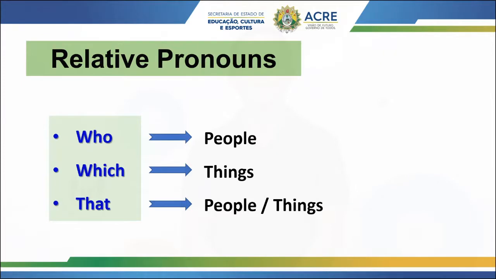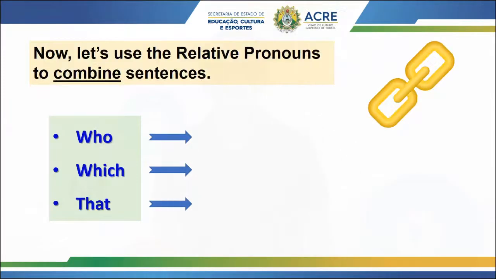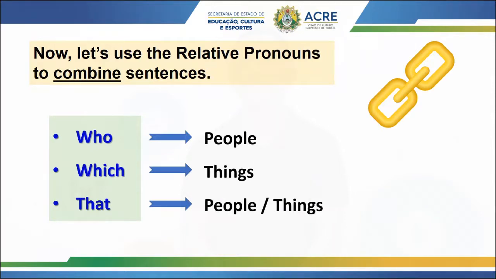All right, now let's use the relative pronouns to combine sentences, okay? So let's repeat one more time just for you to remember. We use who for people, okay? We use which for things, and we use that for both situations, right? Remember that. Okay, let's see some more examples.